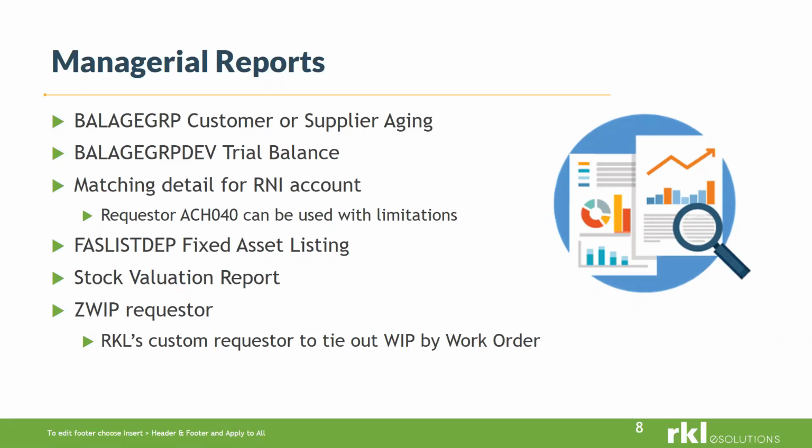We also have developed a ZWIP requester. So that's a custom requester that gives you the ability to tie out what you have in your work in process account and reconcile it on a work order by work order basis. So it definitely helps to simplify that reconciliation process by having that level of detail.